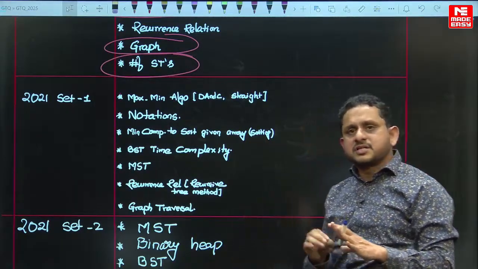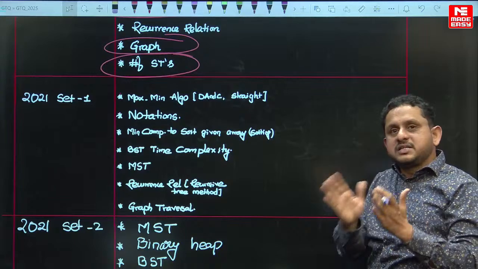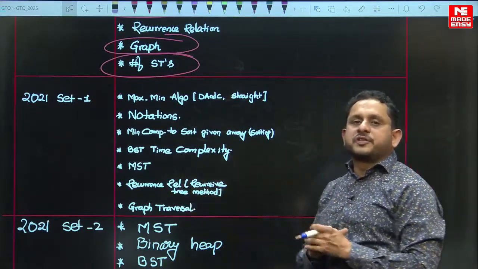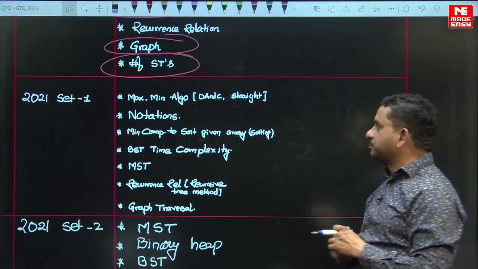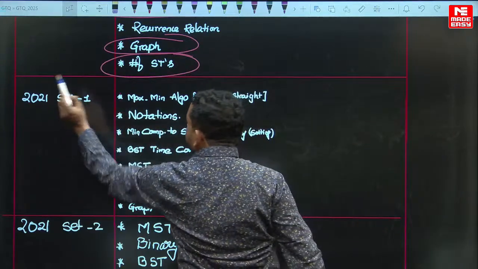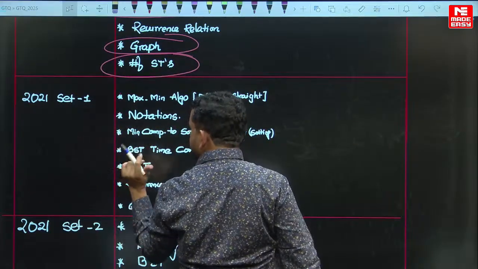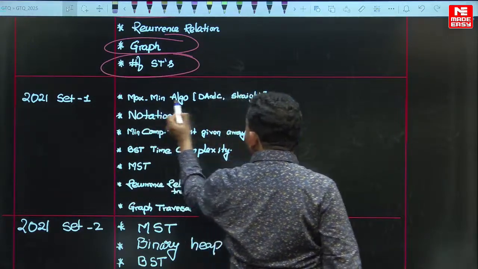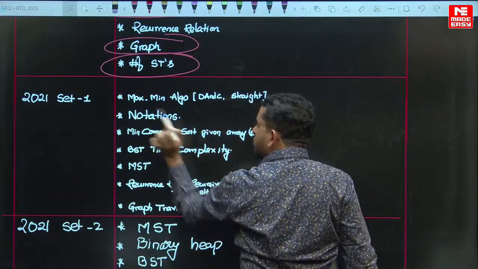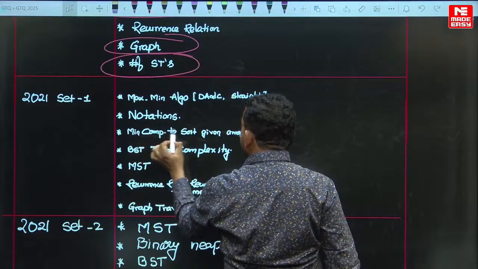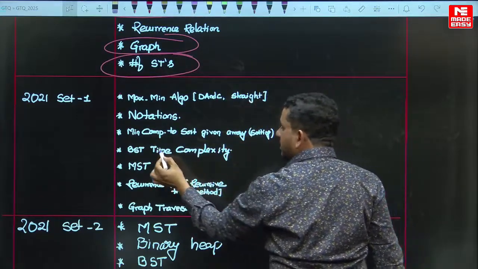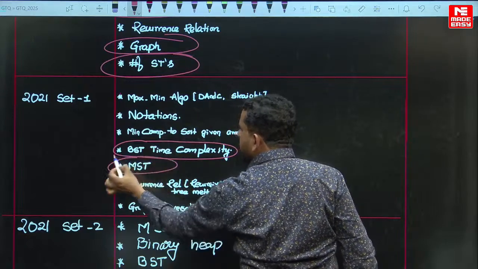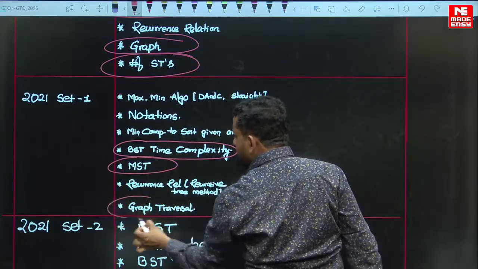Divide and conquer questions are a standard model, you will easily be able to handle. So more practice is required for the second half of the algorithm. Again, if you go for the 2021 second set, 2 sets are there. Min max algorithm, one question, notation one question. Minimum comparisons, BST, one time complexity question and MST question, graph traversal question.